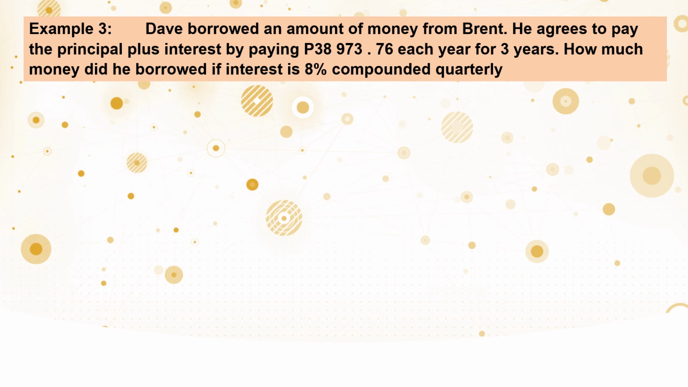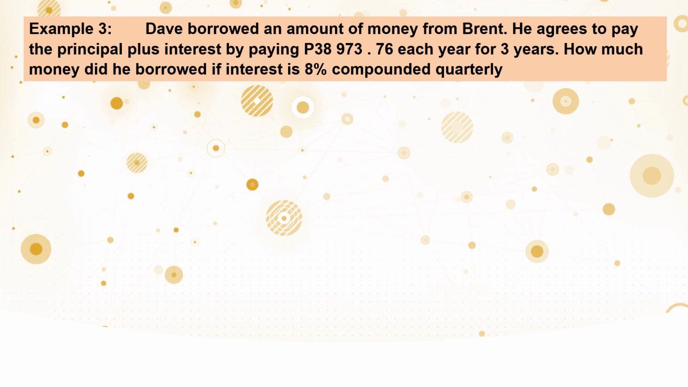Dave borrowed an amount of money from Brent. He agrees to pay the principal plus interest by paying 38,973.76 each year for 3 years. How much money did he borrow if interest is 8% compounded quarterly? So what is being asked in the problem is how much did they borrow? And borrowed money is the principal or the present value. So the missing in the problem is the present value.